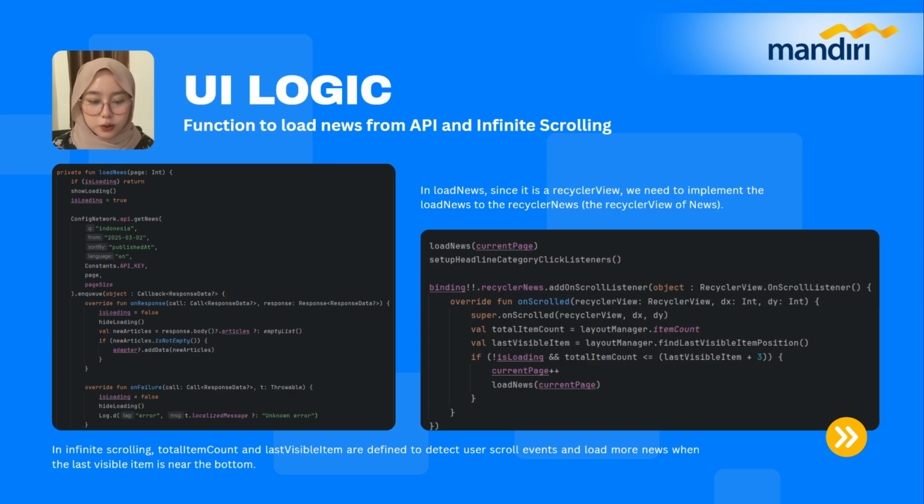And then the next one, for the use from the API in load news, since it is a recycler view, we have to implement the load news to the recycler view of the news.